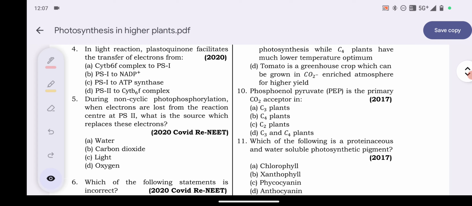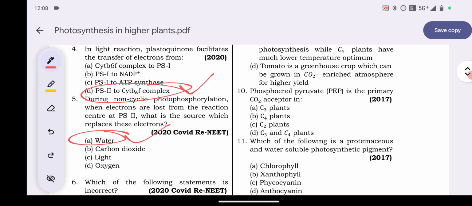Okay. Now 5 number question. During non-cyclic photophosphorylation, when electrons are lost from the reaction center at PS2, what is the source which replaces these electrons? तो कहाँ से electrons आता है? Now here the answer is option number A, water.